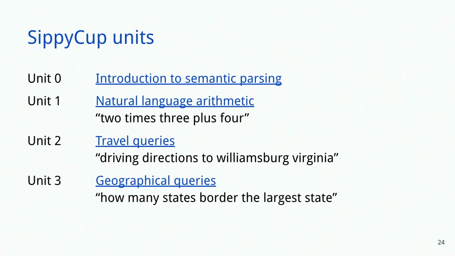Unit 2 focuses on the domain of travel queries. So this is queries like driving directions to Williamsburg, Virginia, which has pretty obvious applications for assistant products like Google Assistant and Alexa and Siri. And then finally, Unit 3 focuses on geographical queries, so things like how many states border the largest state. And this has a very similar flavor to the kinds of queries that Chat80 takes on. So Unit 3 illustrates a modern machine learning-based approach to the same problem that the Chat80 system took on.